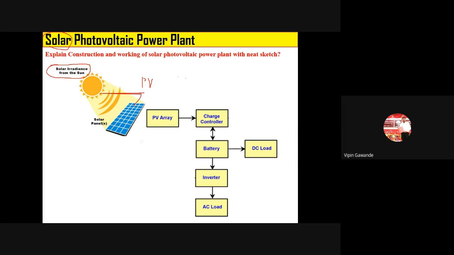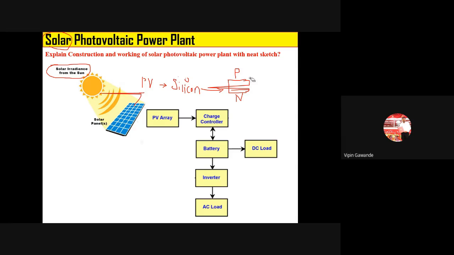For the conversion of solar energy into electricity, we have to use the PV panel. This is made up of silicon. Silicon is a semiconductor. A semiconductor consists of two junctions, one is P and another one is N. So it consists of a P and N junction.